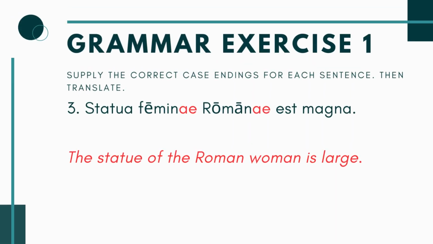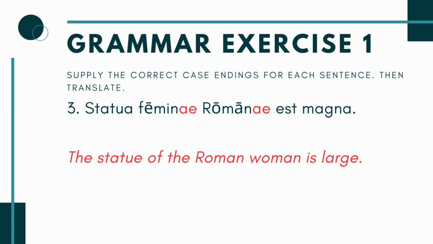In number 3, we have statua feminae blank, Romanae blank est magna. Okay, so again, we already have a subject with statua. So the main idea is statua est magna. The statue is large. So we have the word for Roman and woman. What are they doing in the sentence? Okay, well, we already have a subject, so it's not going to fit. There's no need for a direct object. It's going to be genitive again. Okay, and you're saying the statue of the Roman woman, feminae Romanae, is large, right?